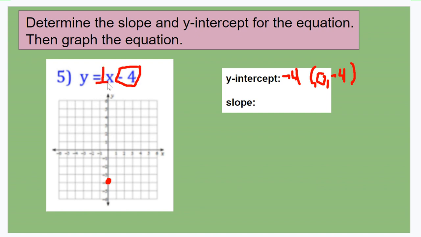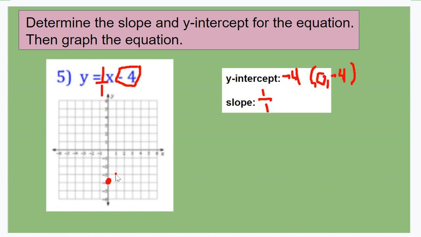And then we also need to make it a fraction because we're graphing. So 1/1 is the slope, which means we're going to rise 1, run 1. And this is a positive, so this line should be going uphill. So start at your starting point, 0, -4.